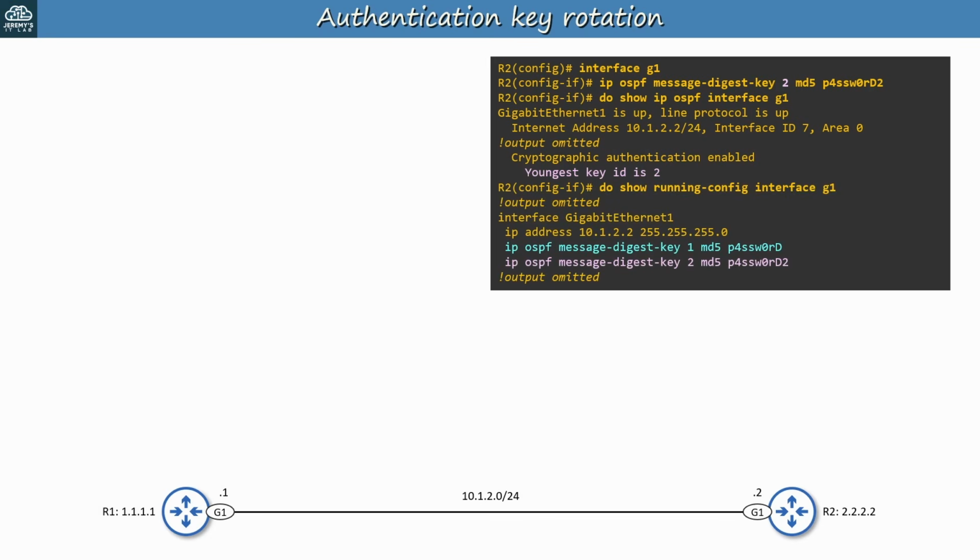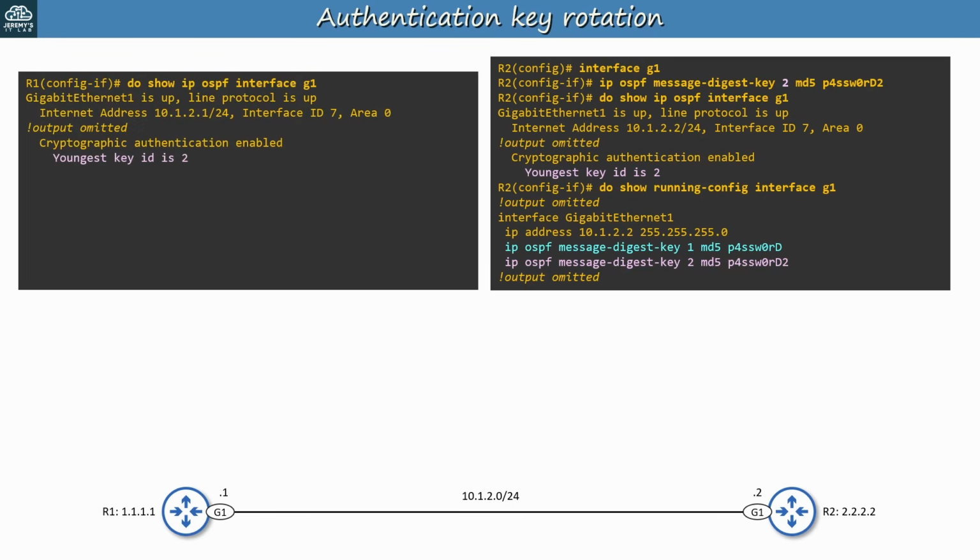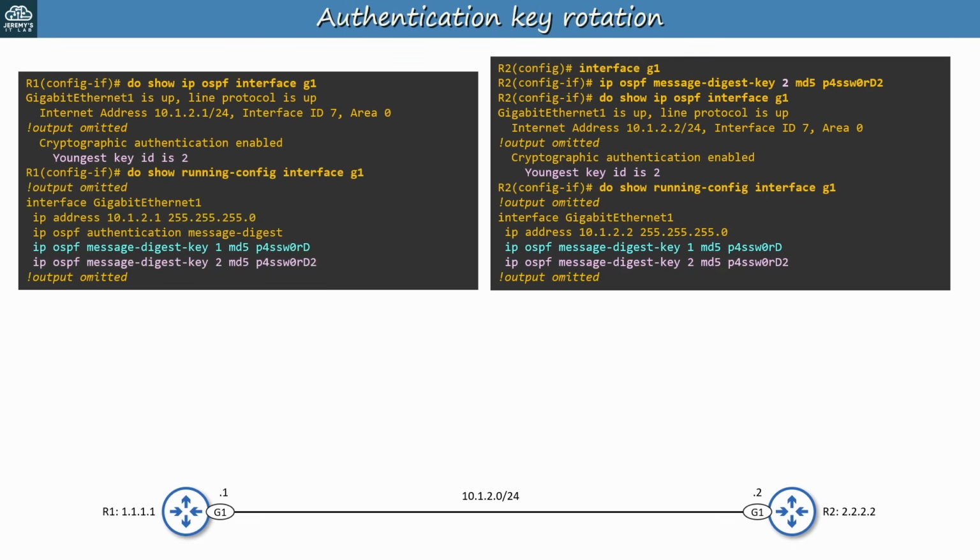And here is G1's running config. I haven't deleted key 1, so both keys exist on R2 G1 at the moment. Let's take a look at the R1 side now. This time, show ip ospf interface doesn't say anything about a rollover. It just says youngest key ID is 2. But just like on R2, key 1's config still exists.